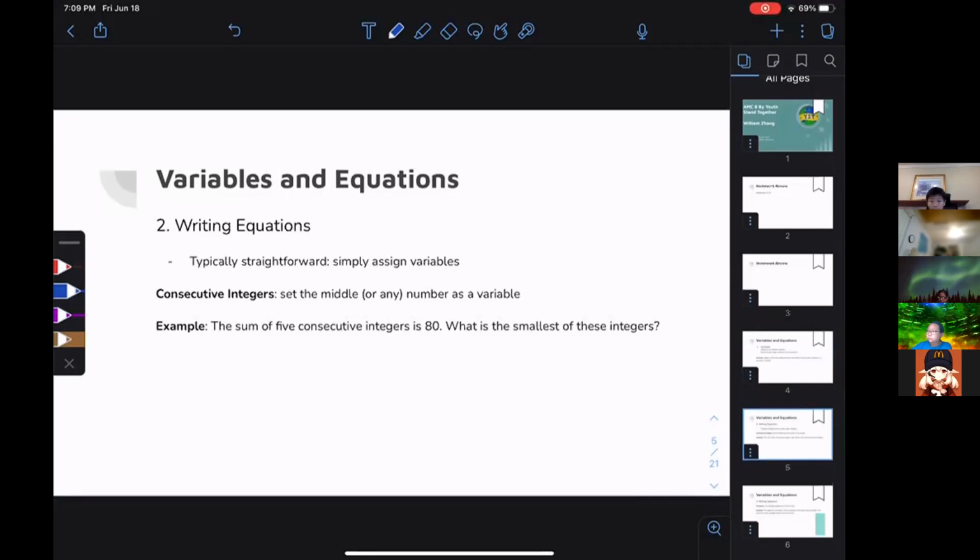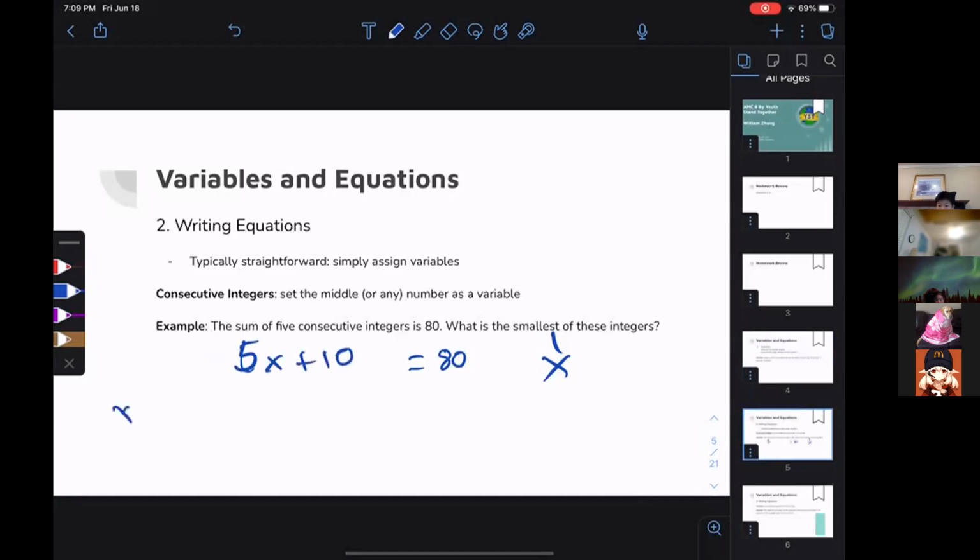All right, so I see Vincent is raising his hand. Do you want to give your ideas? So we have the sum of 5 consecutive integers is 80, and we're trying to find the smallest of these integers. We can have this as x. And then we have the equation 5x plus 10 equals 80. So 5x equals 70. And then 70 over 5 equals 14. So x equals 14.